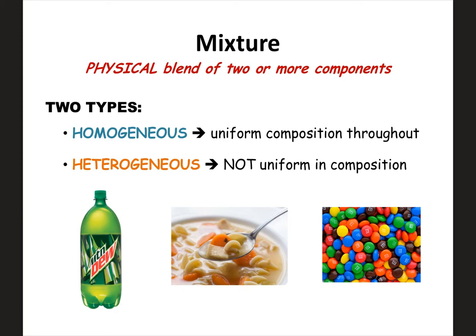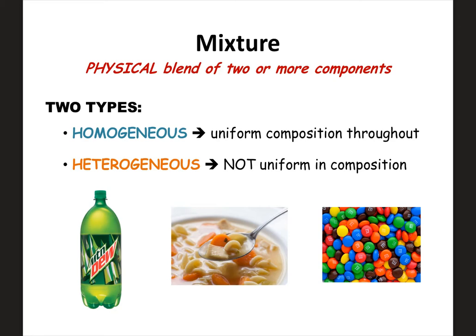So a mixture is a physical blend of two or more things. All right, the key word here is physical blending, meaning you can get it apart essentially. It's not a chemical change. You're not getting a new substance. Therefore, it can be reversed.